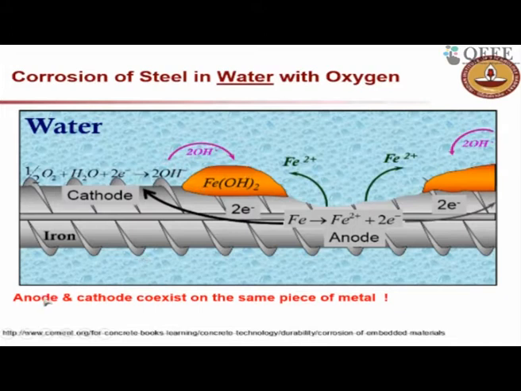You can notice that anode and cathode coexist on the same piece of metal. That means in the same rebar you have an anodic location, and in the same rebar you have a cathodic location. So the complete cell, or the 2 half cells, are formed, and then you have this electrochemical reaction going on.